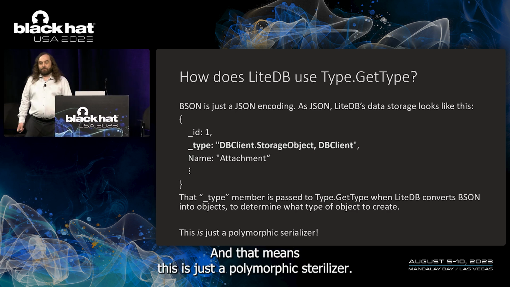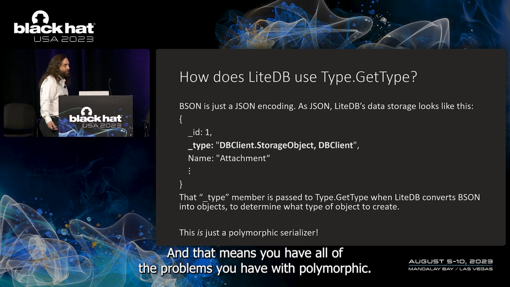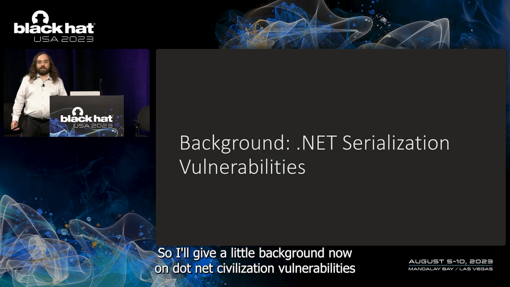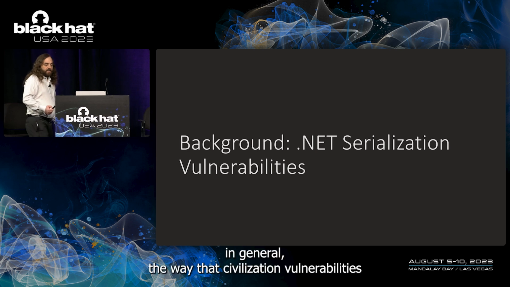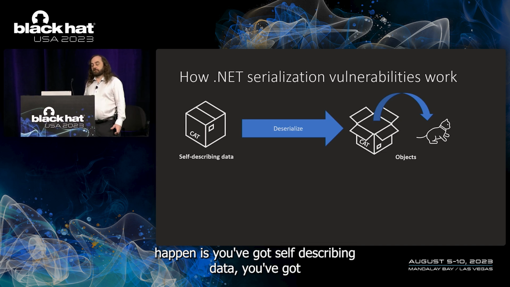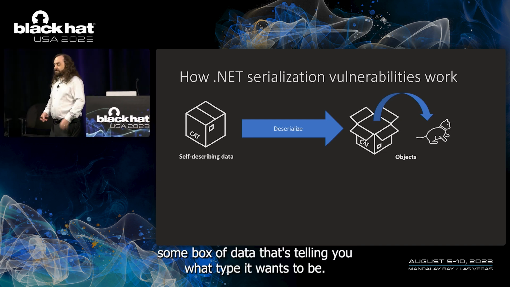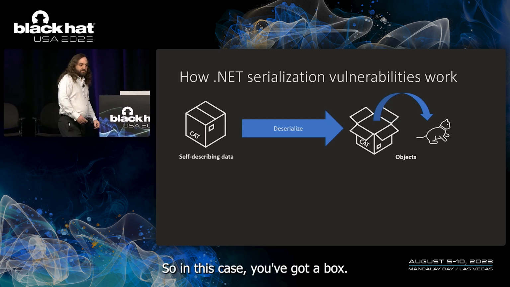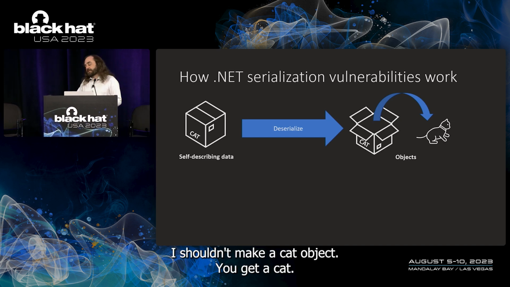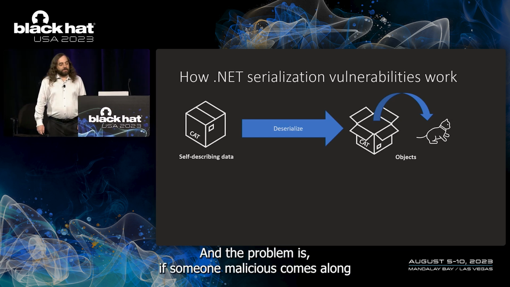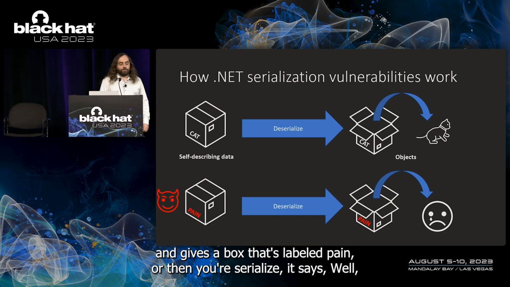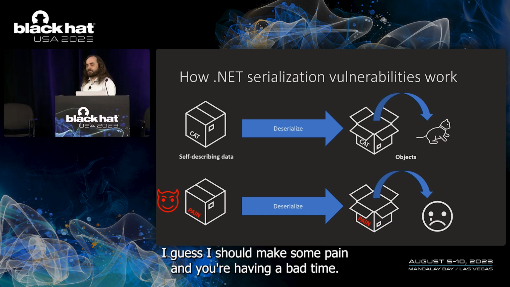And that means this is just a polymorphic serializer. And that means you have all of the problems you have with polymorphic serializers. But well, what are those? So I'll give a little background now on .NET serialization vulnerabilities. In general, the way .NET serialization vulnerabilities happen is you've got self-describing data. You've got some box of data that's telling you what type it wants to be. So in this case, you've got a box that says it's a cat. When you deserialize that, your serializer says, well, it says it's a cat, I should make a cat object. You get a cat. And the problem is if someone malicious comes along and gives you a box that's labeled pain, well, then your serializer says, I guess I should make some pain, and you're having a bad time.